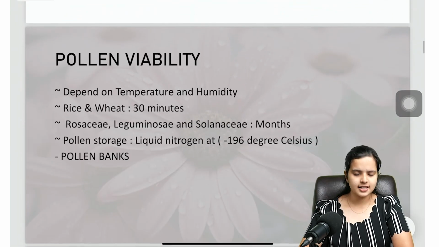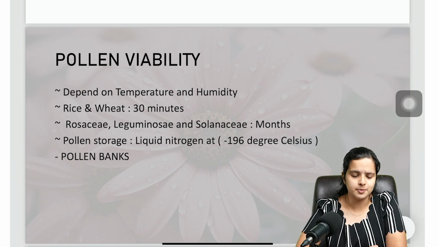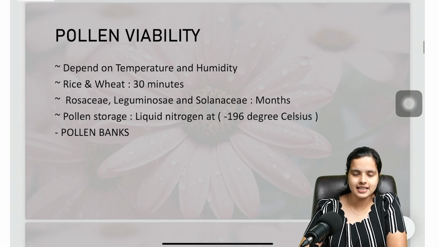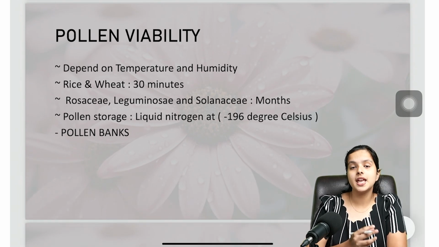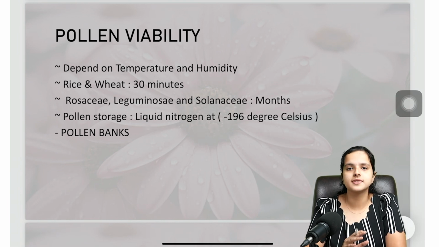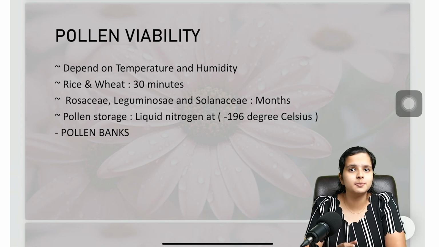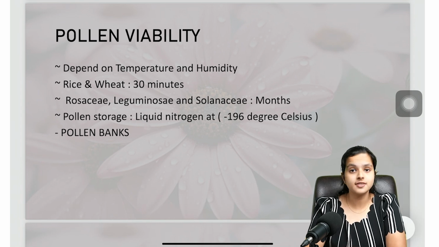Okay, moving on. There is one small topic called pollen viability. What is meant by pollen viability? Pollen viability is basically the ability of a pollen to reproduce. So how long can a pollen still perform sexual reproduction, or how long can a pollen still be active? That's what is known as pollen viability. How long can a pollen be viable? Is there a limit to it? Of course, there is a limit to it. And this pollen viability differs from species to species. Some pollen may have a longer viability or longer life, but some pollen does not.